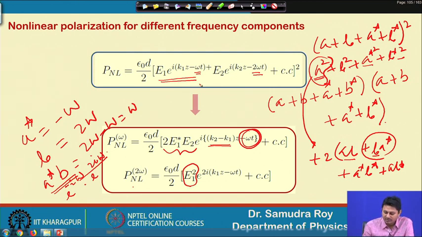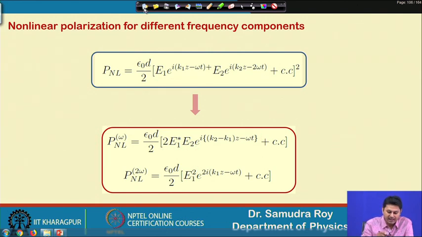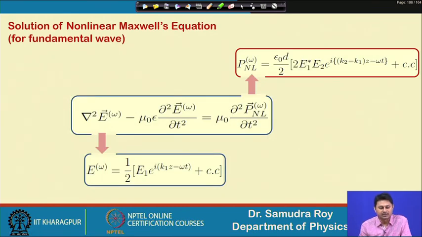In this case, the amplitude is 2 AB. So, this 2 multiplication by A star B. So, that is why 2 multiplication of A star and B with the corresponding exponential terms. So, this exponential term basically gives you the frequency components, and when we have all the frequency components, I can determine what is my P nonlinear 2 omega and what is my P nonlinear omega. So, now we have all the information in our hands. So, we are in the position to solve the Maxwell's equation, because the P nonlinear term and the electric field term both are there. The solution of the Maxwell's equation for fundamental waves.